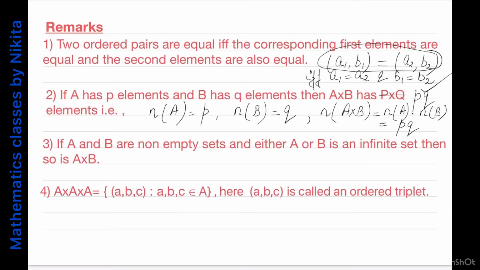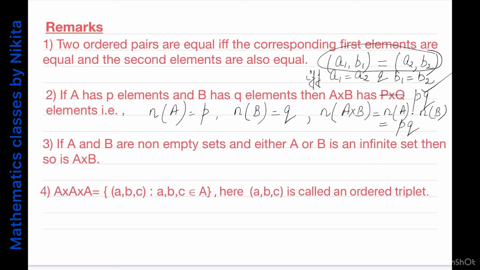The third remark says that if A and B are non-empty sets and either A or B is an infinite set, then so is A cross B. So if A or B is an infinite set, that means either A is infinite or B is infinite or both are infinite, then their Cartesian product is also an infinite set.